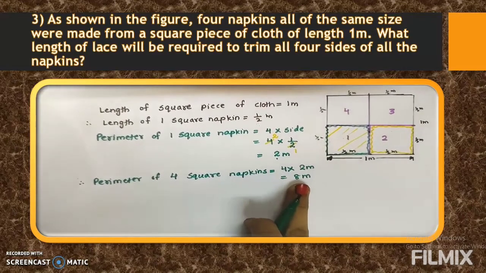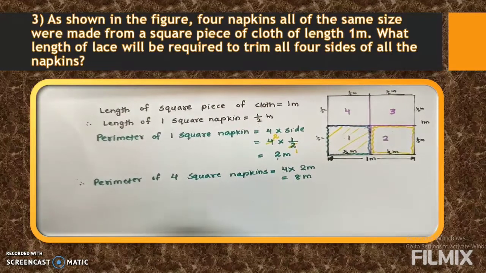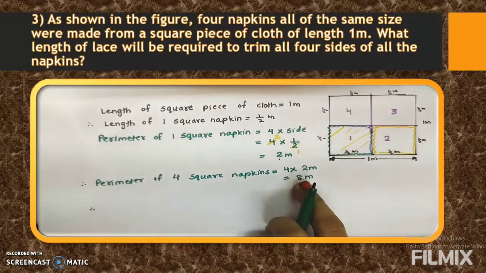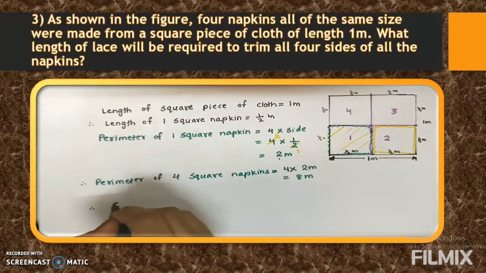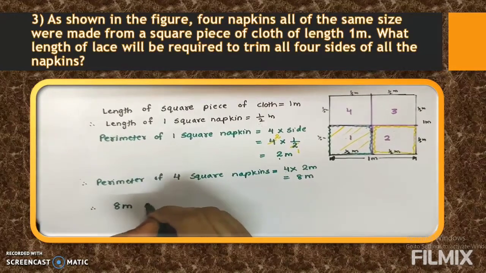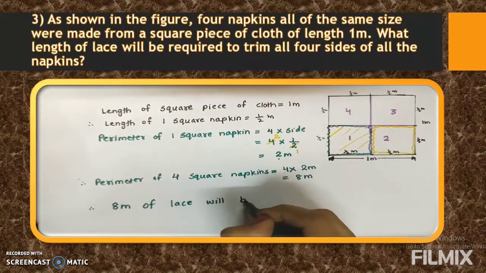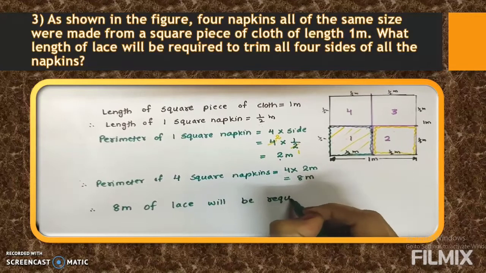Clear? So 8 meter. What are they asking finally? What length of lace will be required to trim all 4 sides of all the napkins? So what will we write? Therefore, 8 meter of lace will be required.